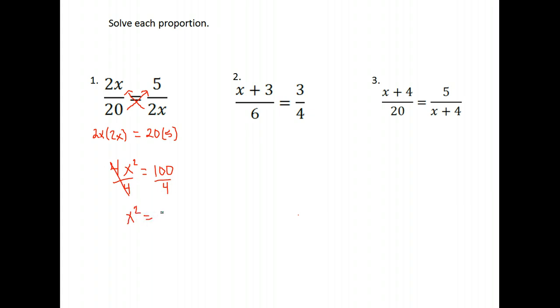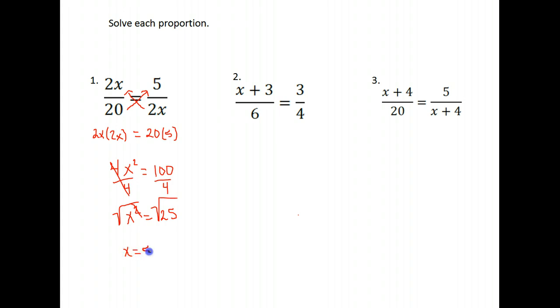That gives us x squared equals 25. 100 divided by 4 is 25. And finally, we're left with x squared equals 25. To get rid of a squared, you do the opposite and you do the square root. So we take the square root of 25.